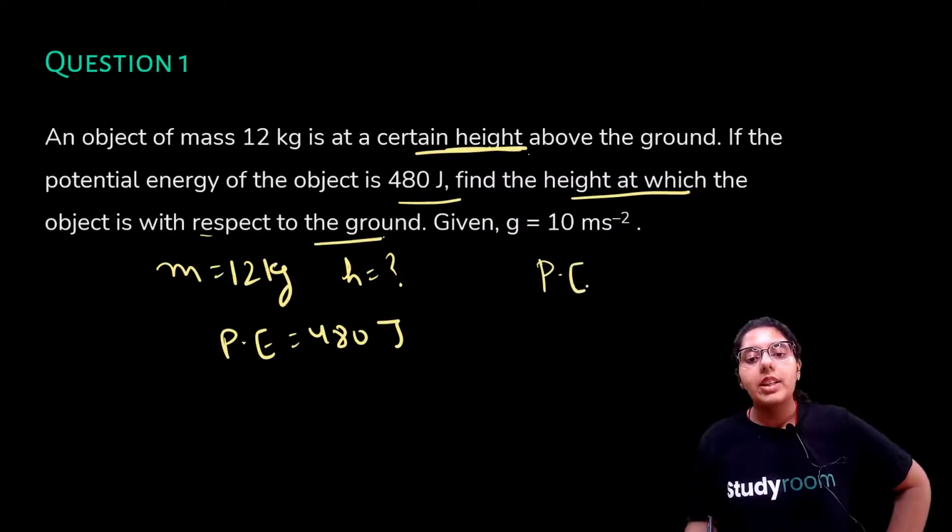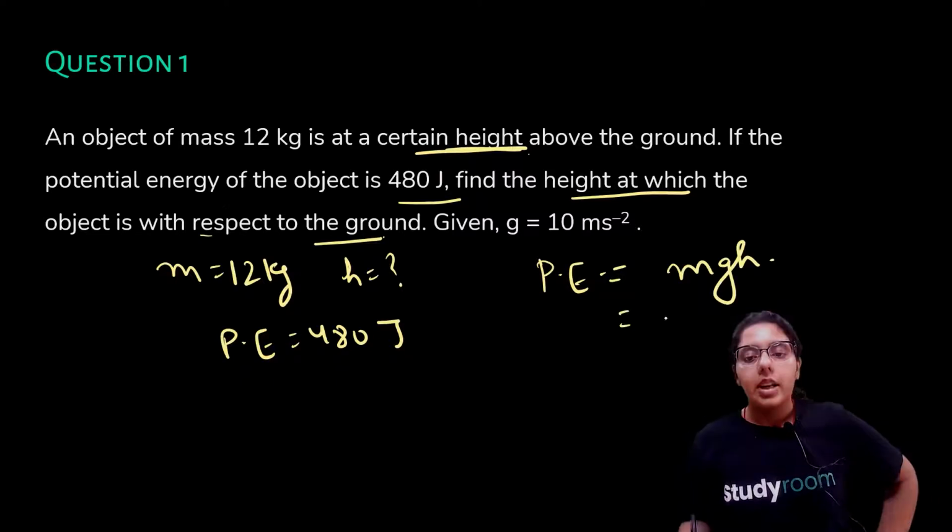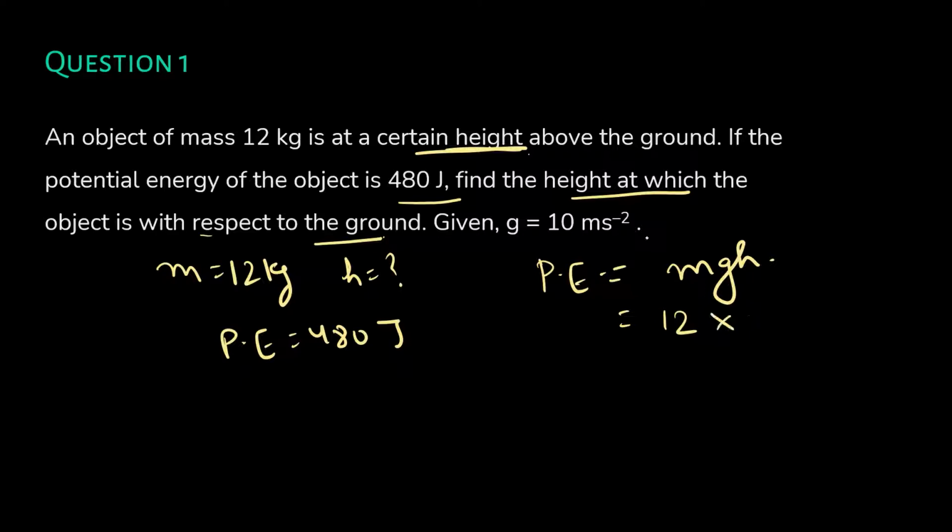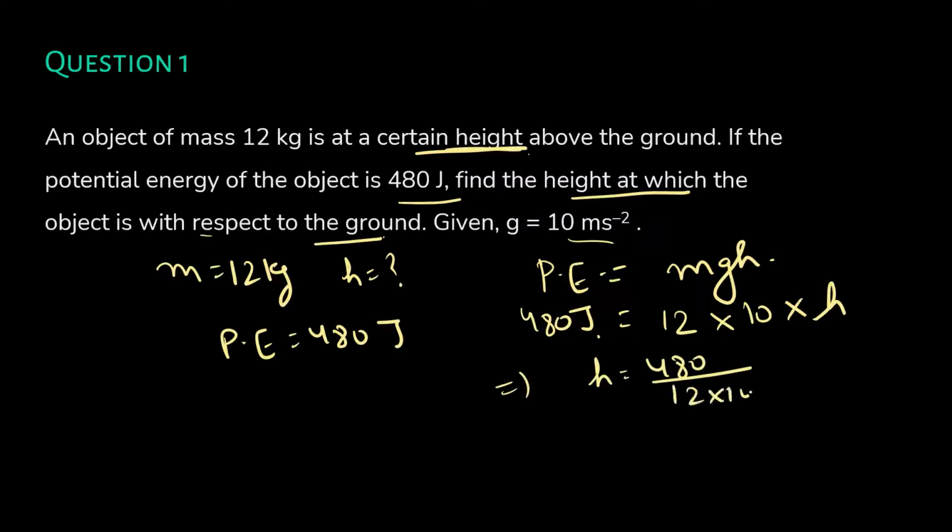So your potential energy will be mgh, right? Again, 12 into, we have to take g as 10, 10 into h is equal to the potential energy, that is 480 joules, which implies h is equal to 480 upon 12 into 10. That is 4 meters. Don't forget to put the units. So it's very easy. You just have to plug in the values in this formula.